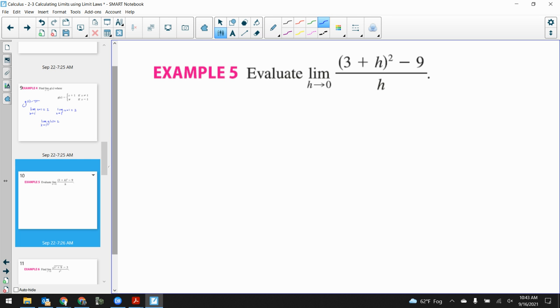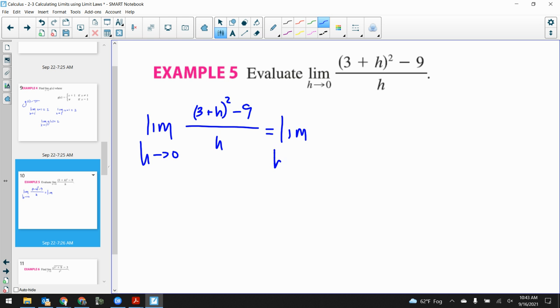Let's FOIL the numerator. The limit as h goes to 0 of (3 plus h) squared minus 9 over h is really going to be equivalent to... you're going to see a lot of times when I do things algebraically, I accidentally leave off this limit as h goes to 0 sometimes, and then I'll bring it back in the end, because that's just very cumbersome to write sometimes. So should it be there on every step? Yes. Will I forget to do it sometimes? Yes. Okay, so let's FOIL this.